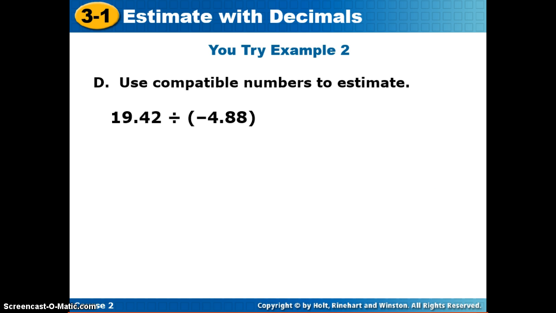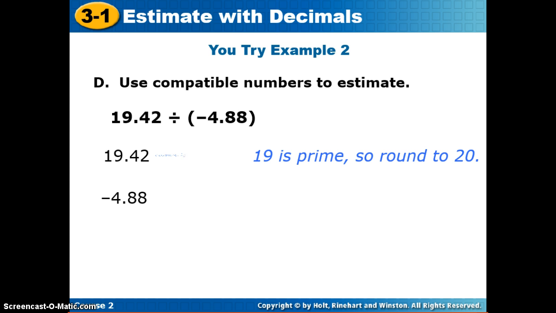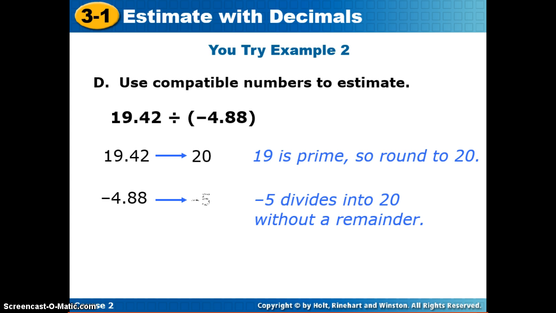Here's another one, dividing with a negative. Make sure our rules say positive divided by negative. If we have one of each, we know it's going to be negative. Then we can look at our division, 19.42 and negative 4.88. The negative 4.88 we can round to negative 5. Then look at the 19.42 and figure out what negative 5 can go into evenly that's close to 19. We can say 20, right? We know 5 can go into 20. So 20 divided by negative 5 is a negative 4.